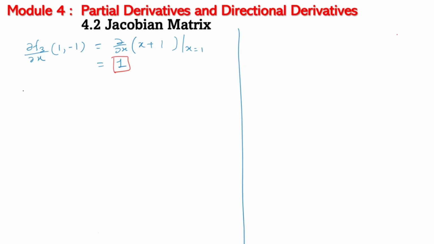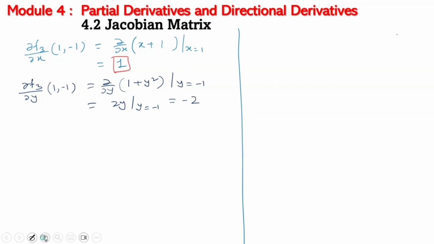The last one is del f3 del y at (1, -1). So this is equal to del del y, and x is 1, of y square at the point y equal to minus 1. So this is equal to 2y at the point y equal to minus 1. So this is equal to minus 2. This is another entry.